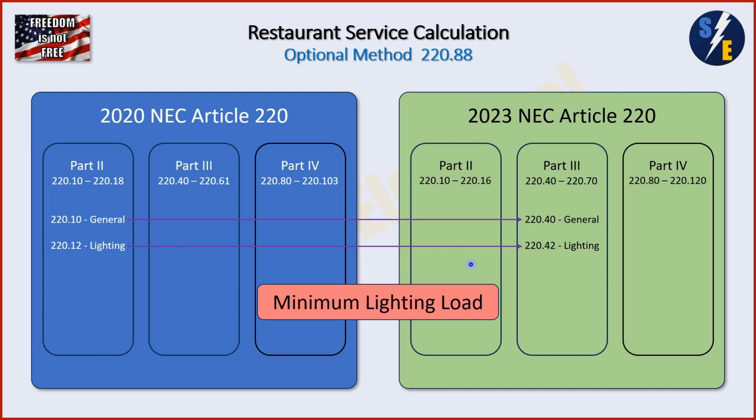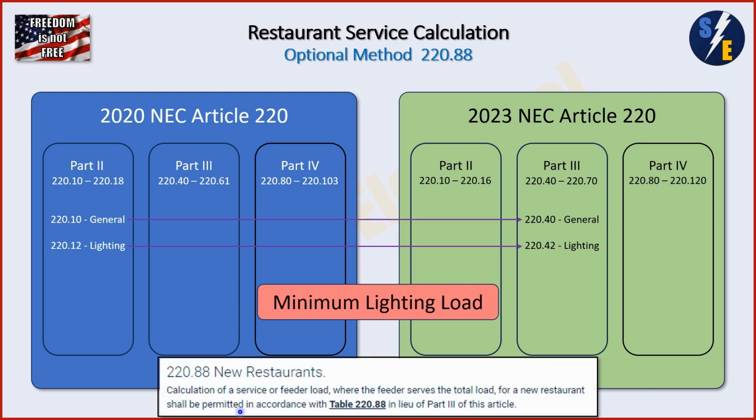Now that doesn't make a whole lot of difference for most calculations, but for restaurants in particular, and also schools, by the way, it does make a significant change. And that is because we are told in 220.88 that the calculation of a service or feeder load, where the feeder serves the total load for a new restaurant, shall be permitted in accordance with Table 220.88 in lieu of Part 3 of this article. So what they're saying is you can use Part 4, but only at the expense of Part 3. So you have to exclude Part 3 in order to use Part 4.